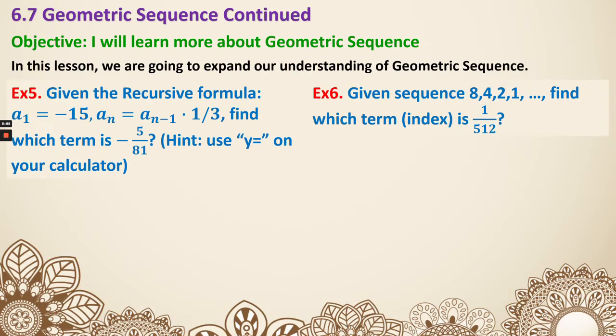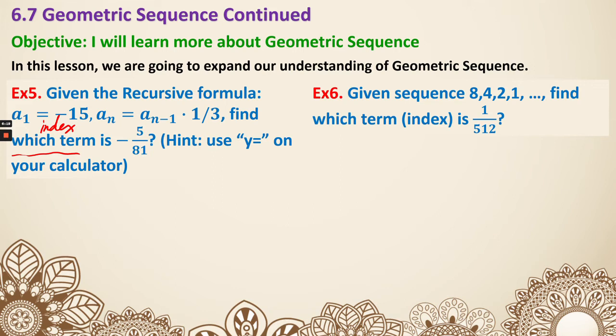We're going to use our calculator to actually do this. Given the recursive formula, which is like that, you're going to find which term is -5/81. In other words, it's asking you for the index. What is the index for -5/81?